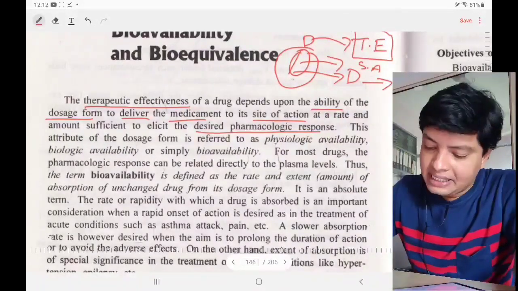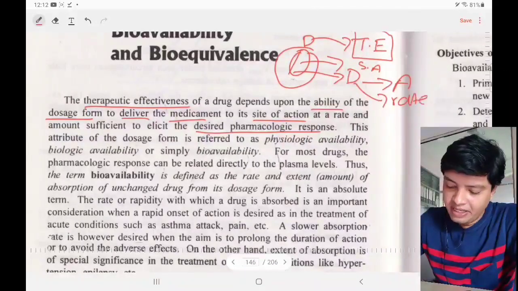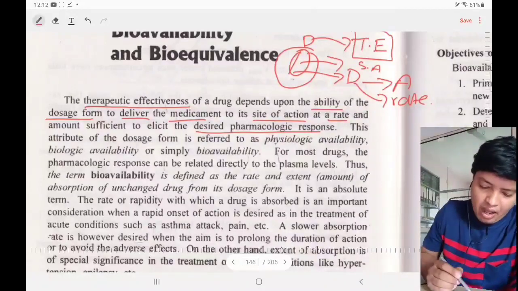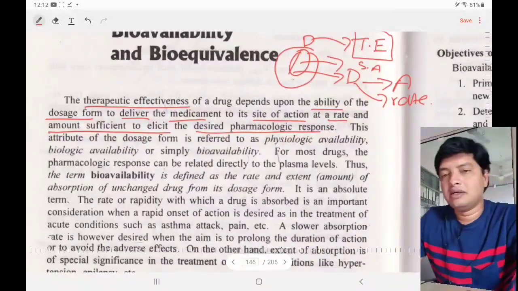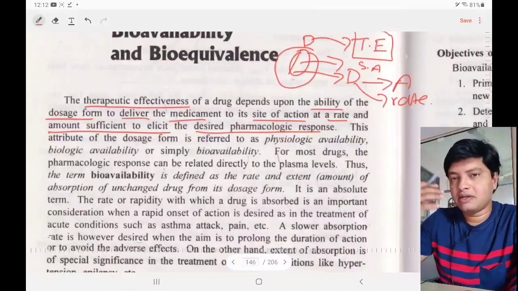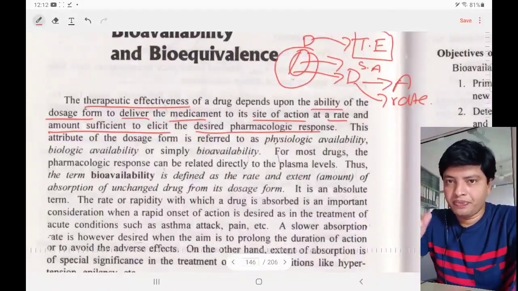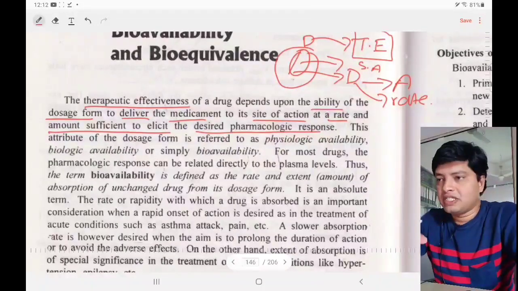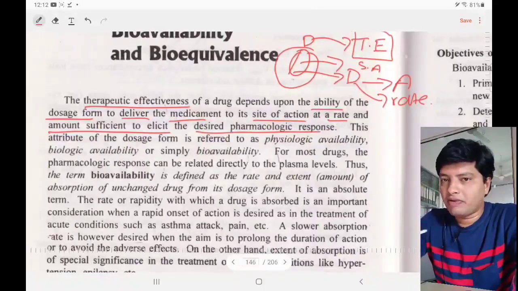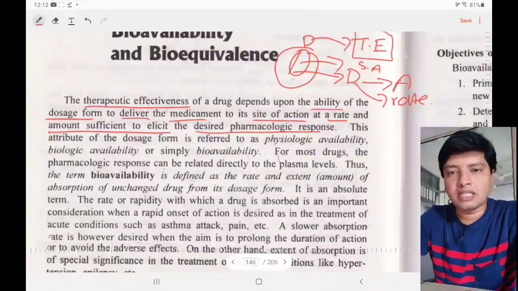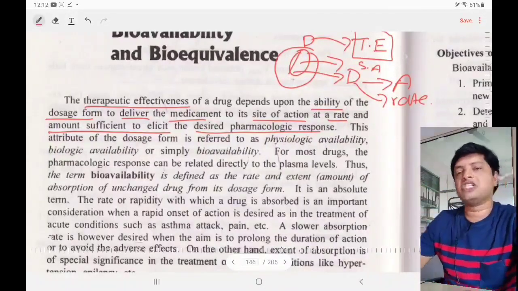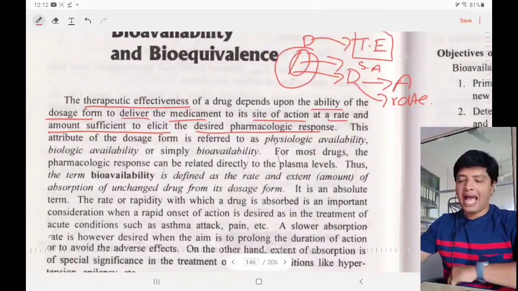at what rate it is delivering, the rate of delivery, and an amount sufficient to elicit the therapeutic action. That's what this point is saying. What this point is saying is, to get the therapeutic effectiveness, the factor it depends on is the amount of drug which is going to come out from the dosage form to the site of action at a particular rate and in sufficient amount to show the therapeutic action.